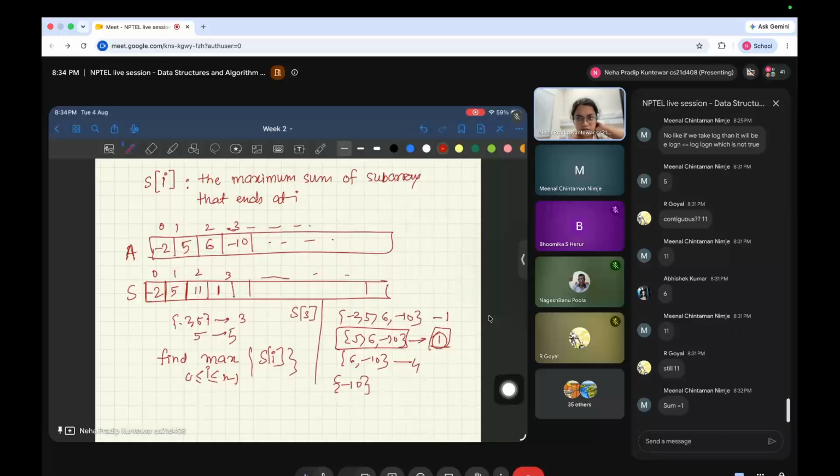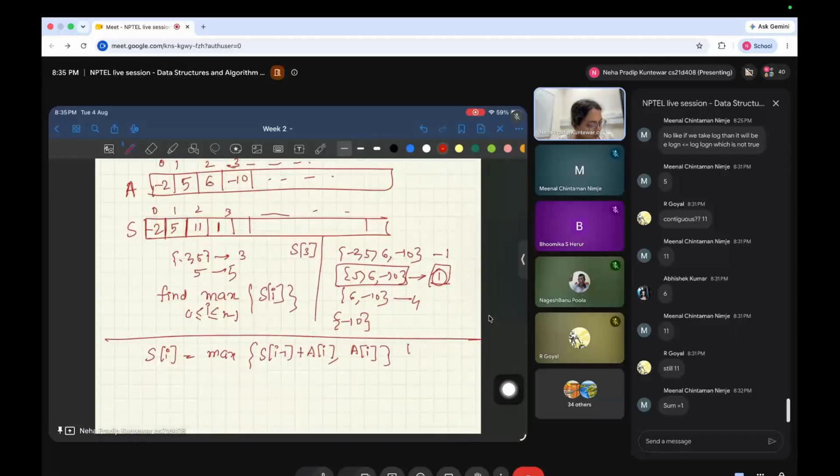Okay, so one line will make it the same algorithm. So what is that? How do you update this? S of I is nothing but max of S of I minus 1 plus A of I, or it is A of I. This was the step in the algorithm that you saw, right? So this is why you were able to update entries in order one time.